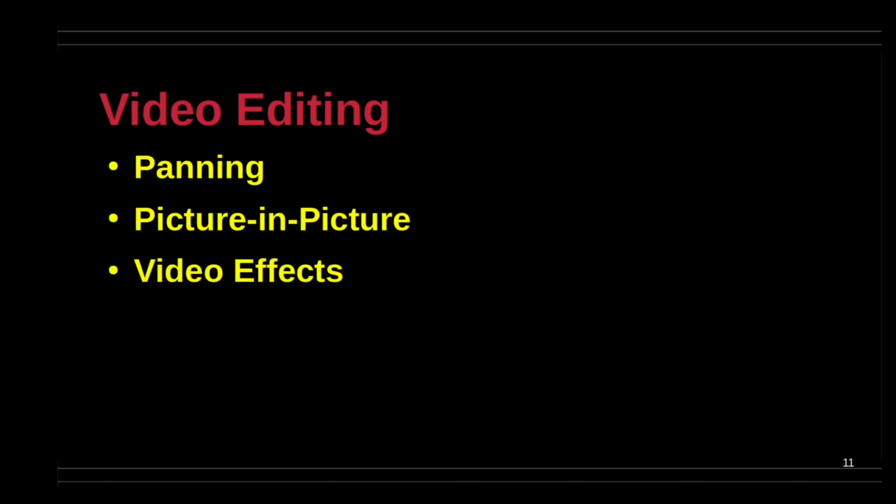Some of the common uses of image translation in video editing are panning, picture-in-picture, and video effects. In panning, there is simulation of camera movements. In picture-in-picture, there is positioning of smaller video windows within a main video frame at various positions. In video effects, there is creation of effects like dissolving or fading the image over another image.